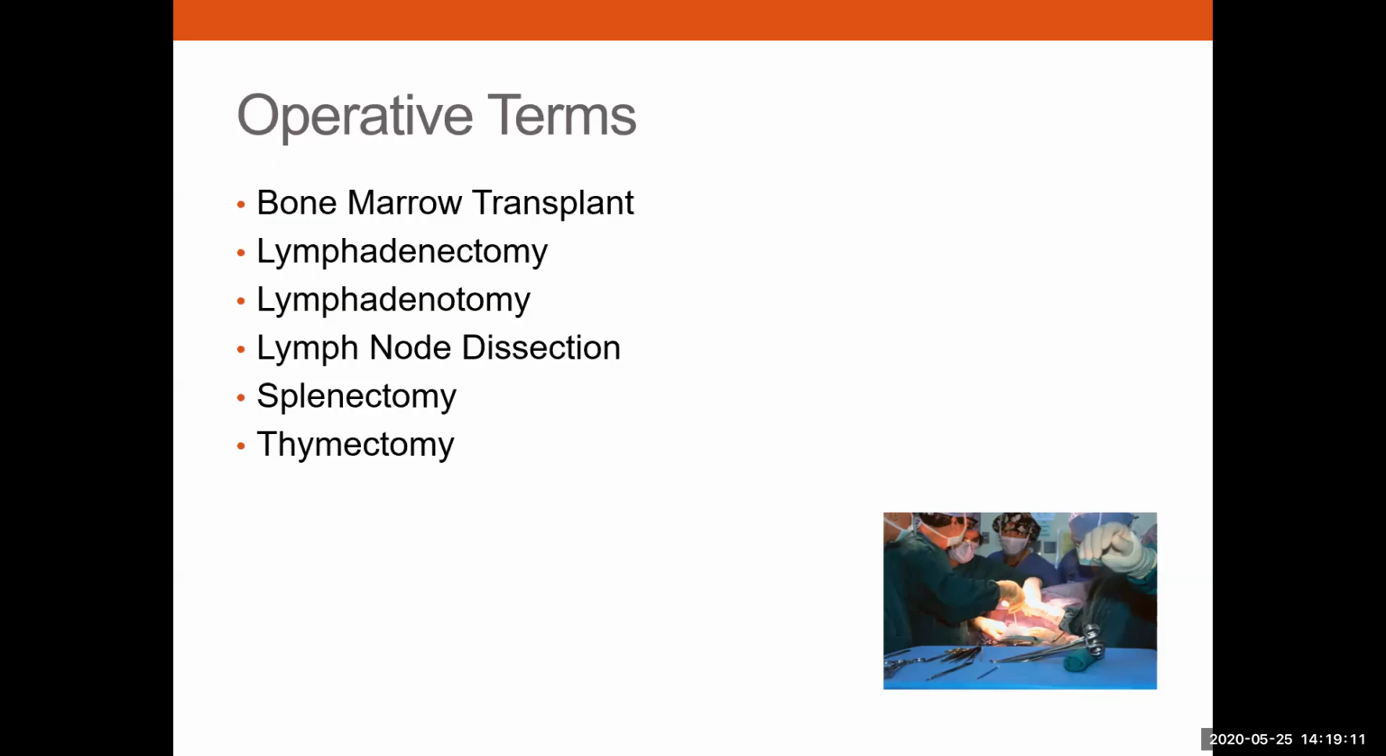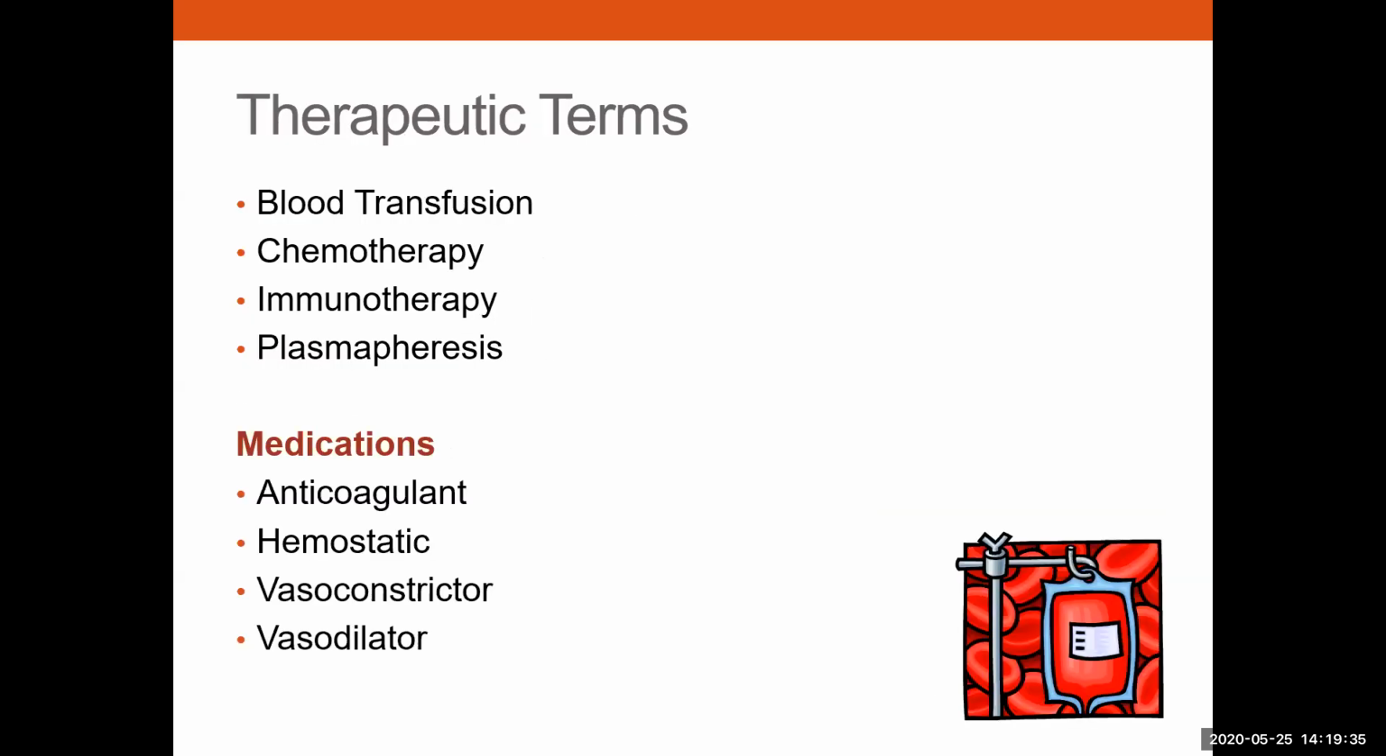Lymphadenectomy is the removal of a lymph node, and lymphadenotomy is incision into a lymph node, which we often do to biopsy in the presence of cancer. A lymph node dissection is removal of possible cancer-carrying lymph nodes, which is a pathological exam. Splenectomy is removal of the spleen, and thymectomy is removal of the thymus.